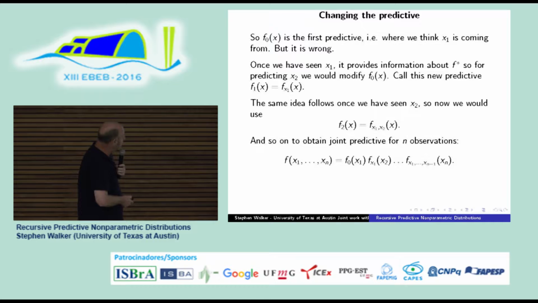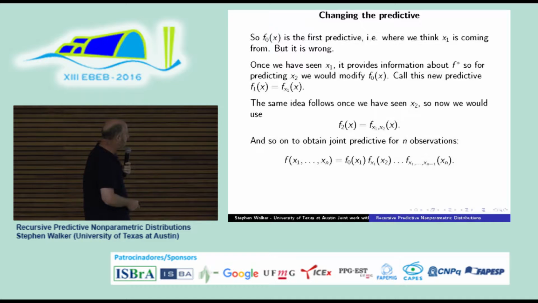So if I see x1, I assert it provides information about the density it's coming from, and therefore it's in my best interest to predict x2 coming from somewhere different. Okay? So I've acknowledged that this is wrong. I see x1 coming from the density I'm trying to estimate, so it makes sense to change it, to make the density functionally dependent on x1. That's a very simple idea, just changing the first predictive in light of the observation I've got. I can carry on that argument ad infinitum.